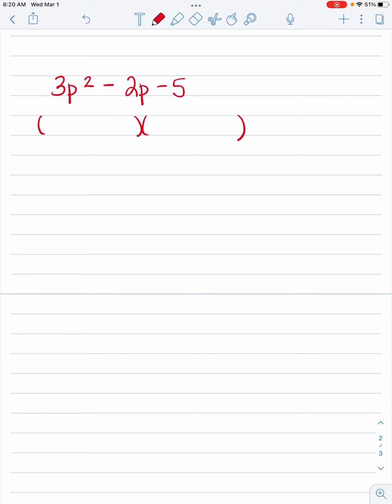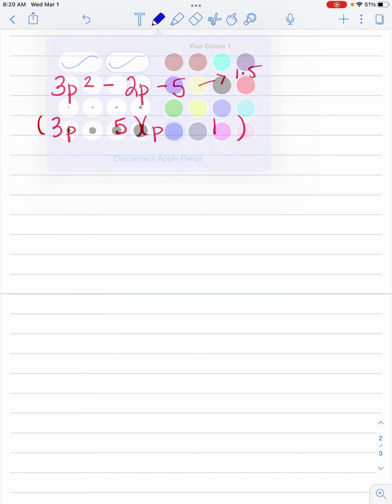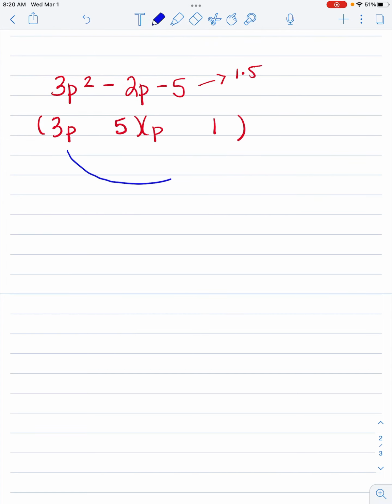Here we go. So I have a 3p and a 1p, right? And there's only one way to get a 5. It's 1 times 5. I just need to figure out where I put the 1 and where I put the 5. Again, obviously I'm going to have some negatives in here somewhere. I would put the 5 here and the 1 here, because 3p times 1, of course, is 3p. 5 times p is 5p.